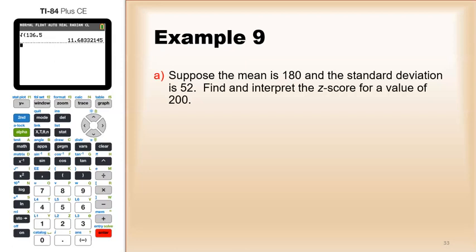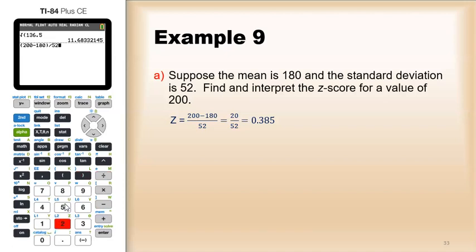So suppose the mean is 180 and the standard deviation is 52. Find and interpret the z-score for a value of 200. Well, recall, the z-scores are values minus the mean divided by the standard deviation. So in this case, it would be 200 minus 180 divided by 52. In the calculator, I would use a parenthesis, so 200 minus 180, parentheses, divide by 52. And you see we get a z-score of 0.385.